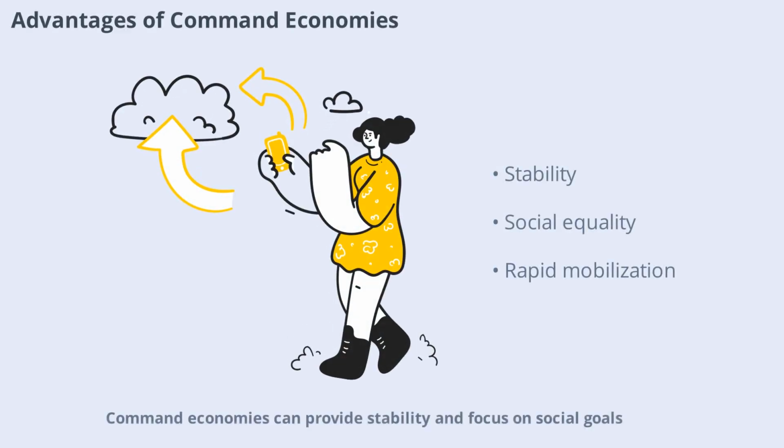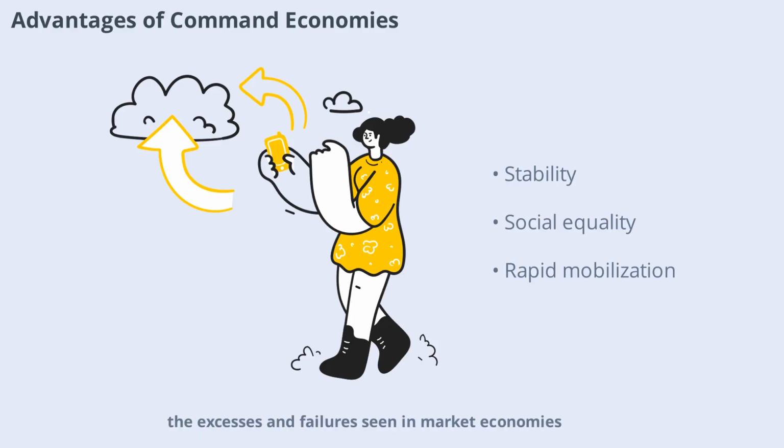Command economies can provide stability and focus on social goals, such as reducing inequality or ensuring everyone has access to basic goods and services. Central planning can help mobilize resources quickly for large projects, like building infrastructure or responding to emergencies. This system can also prevent some of the excesses and failures seen in market economies.